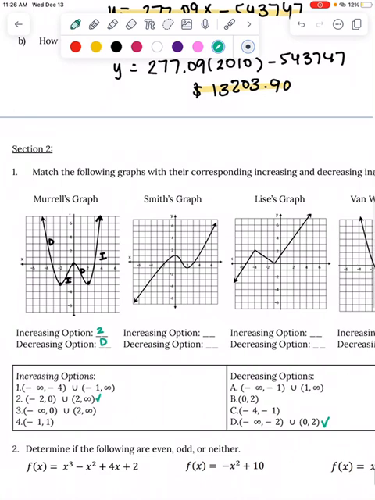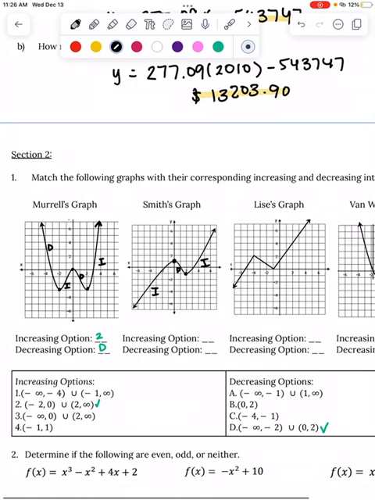So the next one, it starts off increasing. It stops increasing right here. Then it does decreasing to right there, and then increasing again. So my next one starts off increasing, so that's -infinity to when it stops. That is at 0. And then it increases again from 2 to infinity. So that's going to be number 3.